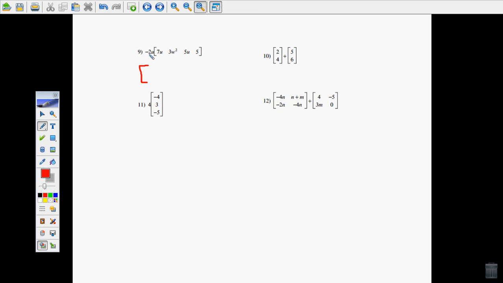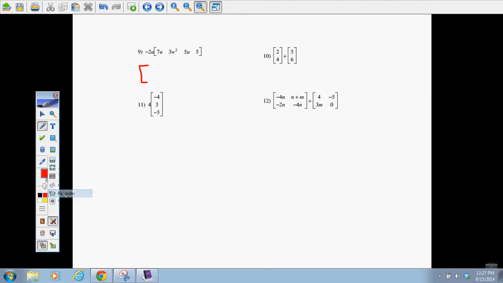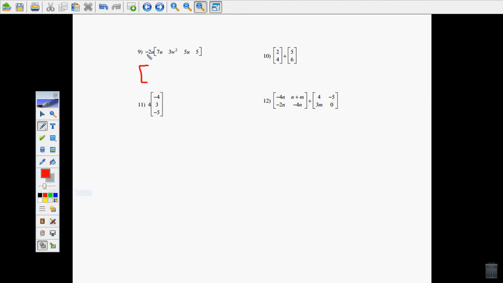Right here, when you multiply the term -2u times 7u, what you're going to do there is you multiply your coefficients together, -14, and since it's u times u, it will be u squared. The first entry will be a -14u squared.